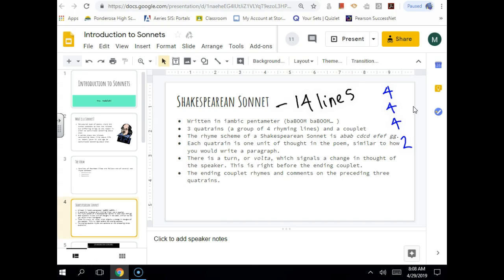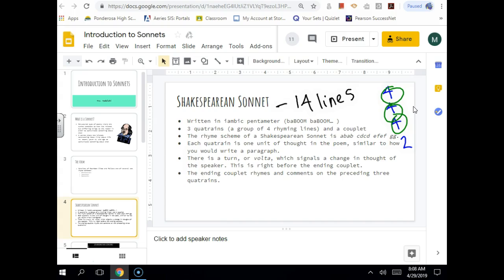Okay? So each quatrain, so each one of these is a separate unit of thought. Okay? So you know how when you guys write essays and each paragraph is a separate unit of thought? It's the same thing with a quatrain. So in poetry, whenever an author breaks up sections, they typically are talking about one thing in each section. Have you ever thought about that when you're reading poetry, or attempting to read poetry, I should say? Each breakup or each quatrain or each stanza is a separate unit of thought.